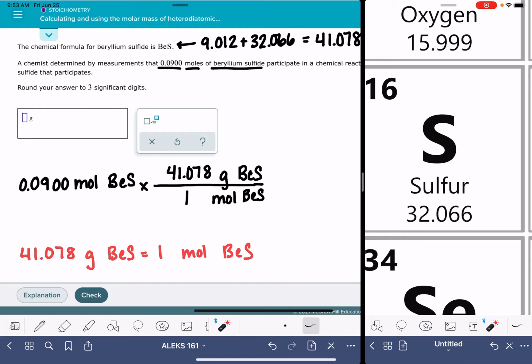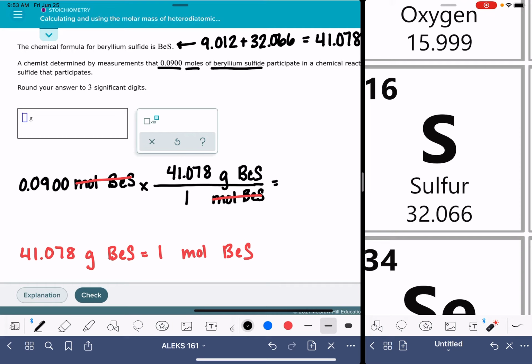Now I do want to point out that if you're starting with units of grams, that means you have units of grams on the bottom of your fraction and you have units of moles on the top of your fraction. That means that your number, 41.078 or whatever it might be, is going to end up down on the bottom of your fraction because that number has to go along with the gram unit. When we have this set up correctly, the mole units are going to cancel and we're going to be left with the units that we're trying to figure out.